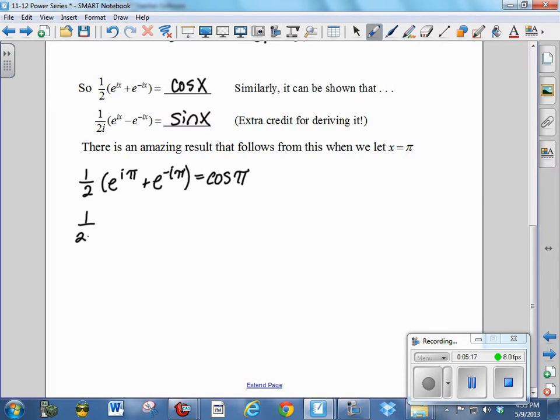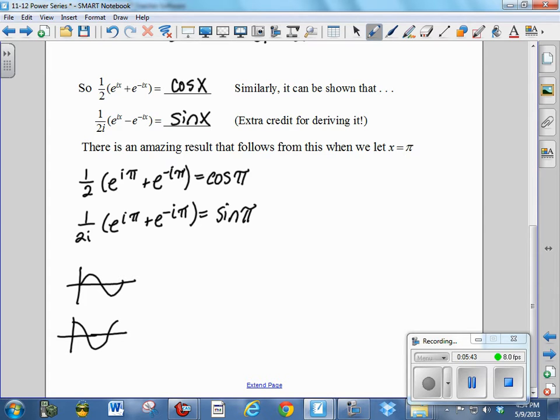And 1 over 2i (e to the i pi minus e to the negative i pi) is equal to sine of pi. So now we just have to recall what sine of pi and cosine of pi equal. Let's think about our little sine and cosine graphs, and we're looking at pi, which is 180 degrees, right in the middle. So sine of pi is equal to 0, and cosine of pi is equal to -1 because it's down here.